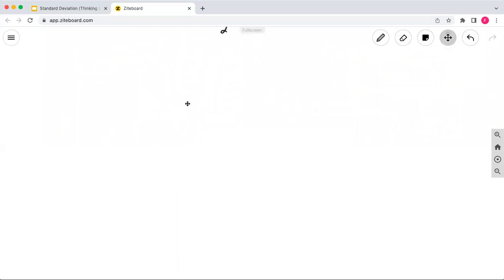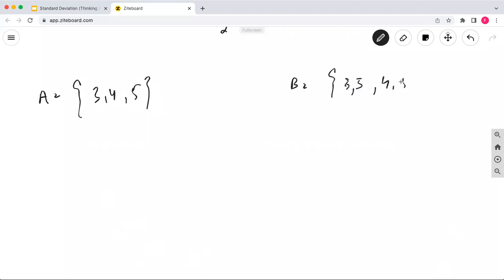Now, for example, if I say that the set A is 3, 4, 5, and data set B is 3, 3, 4, 5, and 5. Which set has a greater standard deviation? Be quick. Data set A or data set B? A. Wrong. This is what we exactly discussed right now.